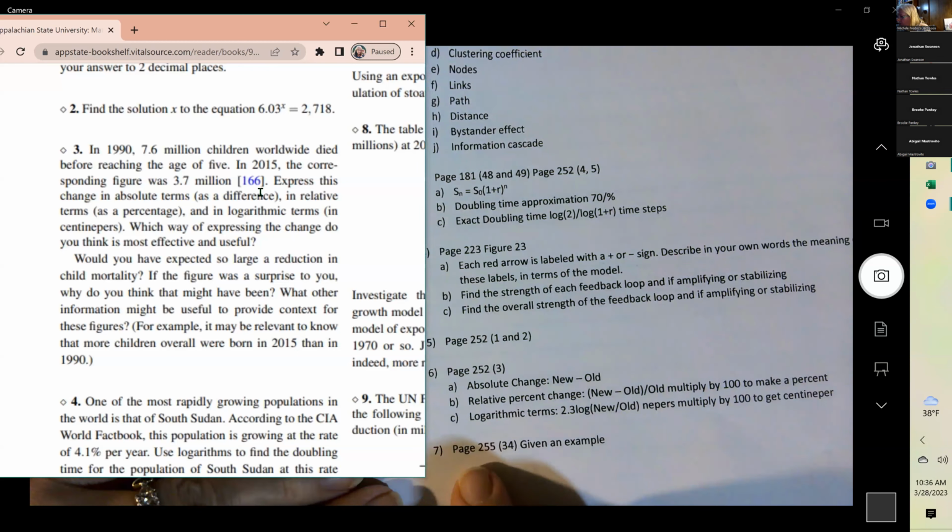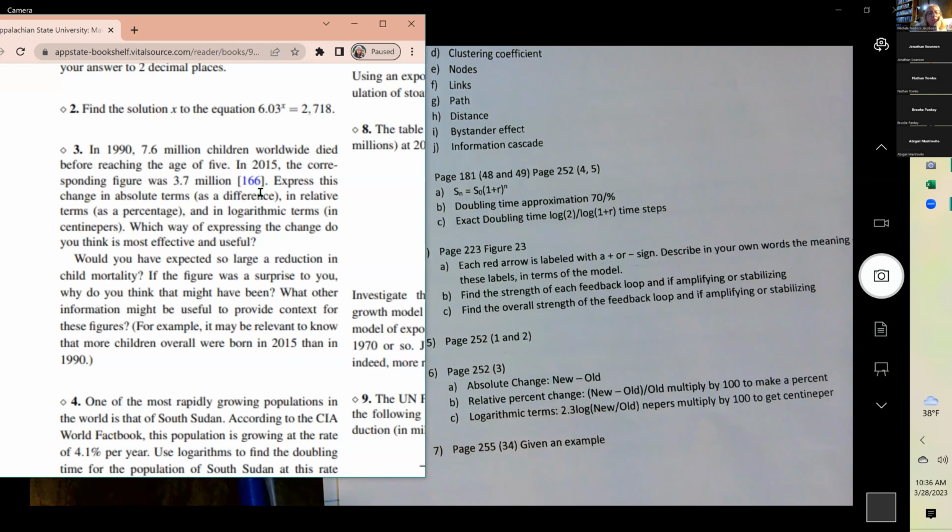Number 7, page 2. Oh, I think this one's an easy one. 255, number 34.